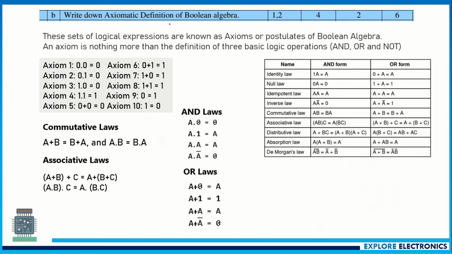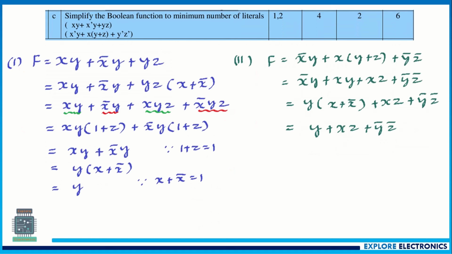Write down the axiomatic definition of Boolean algebra. It means we need to explain some laws and postulates of Boolean algebra. So here these are AND laws and OR laws, commutative law and associative law, and these are the different laws we are going to state with respect to Boolean algebra. So you need to explain these things for 6 marks. Since it is for 6 marks, try to explain AND laws, OR laws, and also by taking the 0 and 1 combination like this. Since this is 0 bar, 1 bar, this gives 1 and 0. So you need to explain this much for 6 marks.